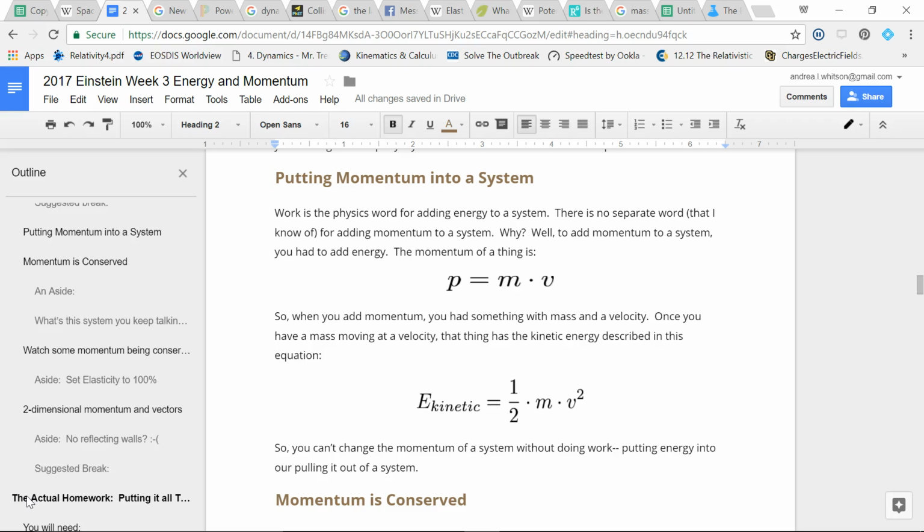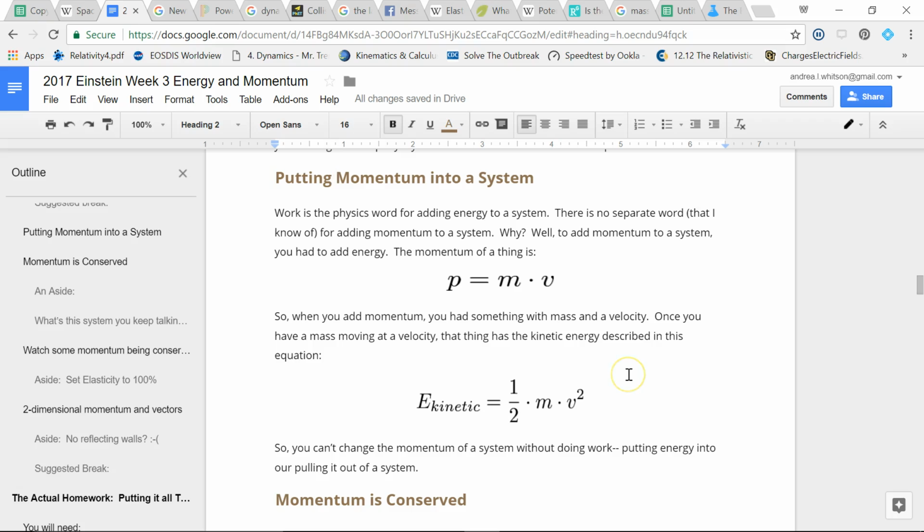When we have kinetic energy in our system, we have momentum, because if there's kinetic energy, there's a mass and there's a velocity. And momentum is all about mass and velocity. So you have both kinetic energy and momentum when something that has mass is moving.